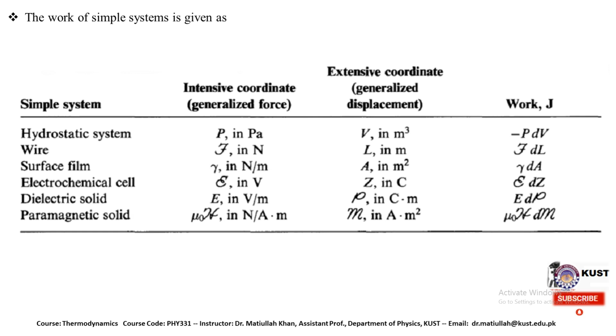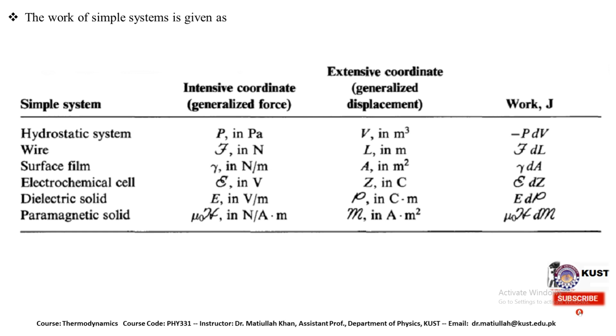Those are the generalized force and generalized displacement respectively, and its product is equal to epsilon dZ, which is the generalized work. For the case of a dielectric solid, we have the electric field measured in unit of volt per meter, which is the generalized force, and the generalized displacement is the polarization, that is measured in coulomb meter. So the product of generalized force and generalized displacement gives us generalized work, and it is equal to E dP.